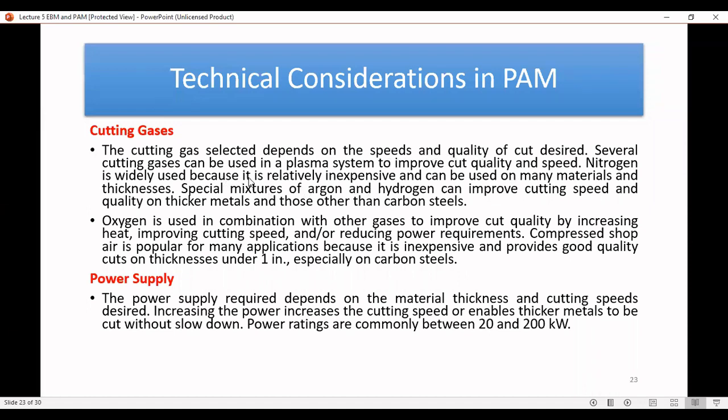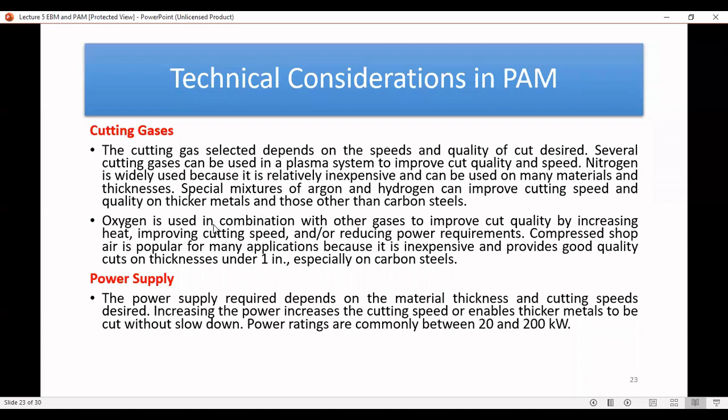Nitrogen is widely used because it's relatively inexpensive. So usually we use nitrogen because it's cheap and can be used for many materials and thicknesses. A special mixture of argon and hydrogen can improve the cutting speed and quality of thicker metals, those other than carbon steel. So sometimes people use argon and hydrogen because of that particular reason.